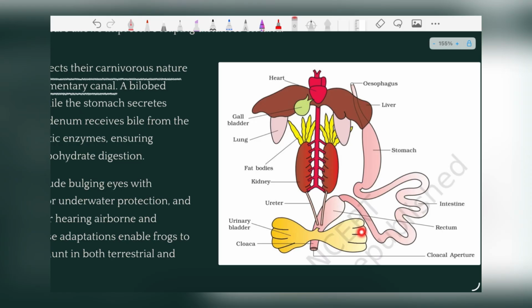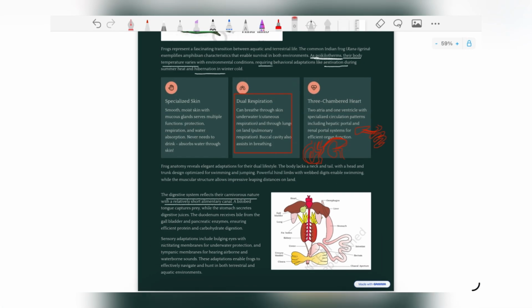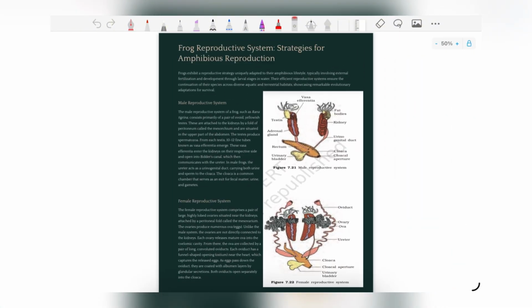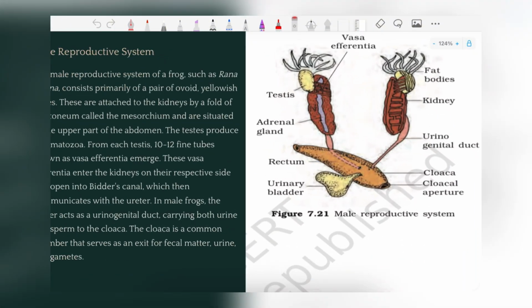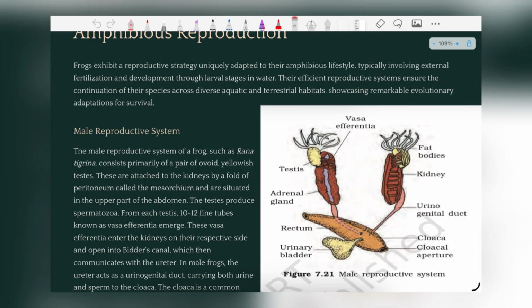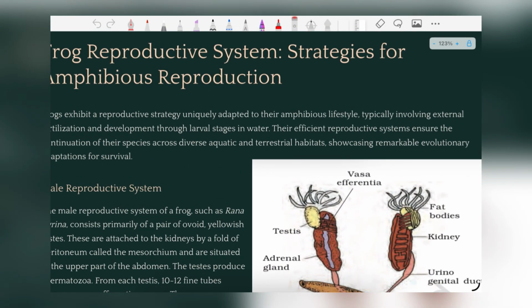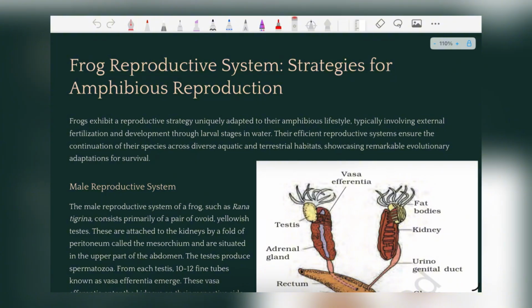Because their intestine, or alimentary canal, is too short, they are carnivorous in nature. They have to digest very quickly, rather than herbivores, who have a long alimentary canal, just like humans, deer, chimpanzees, gorillas, elephants, giraffes, and many more. Frog reproductive system.